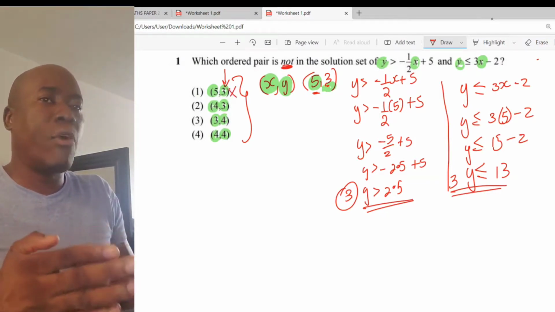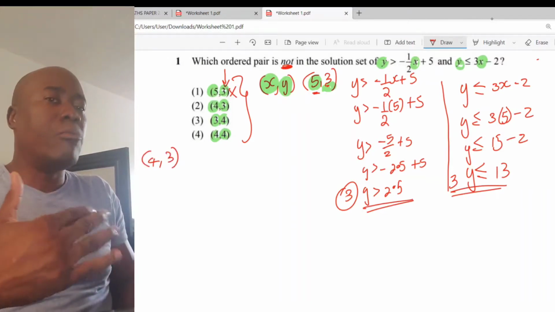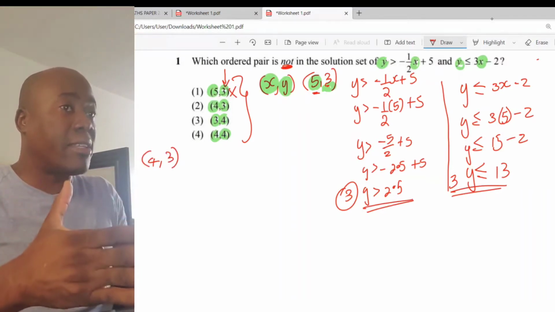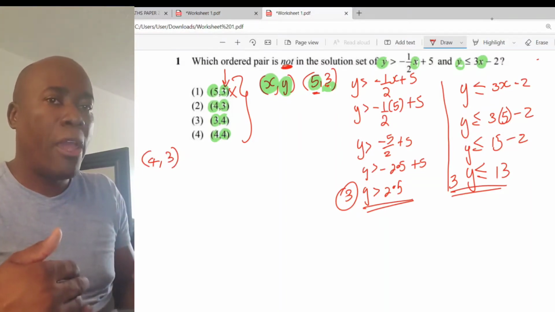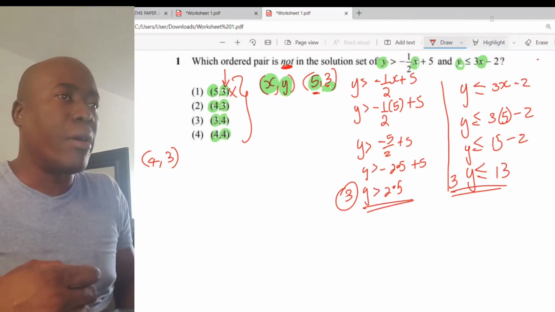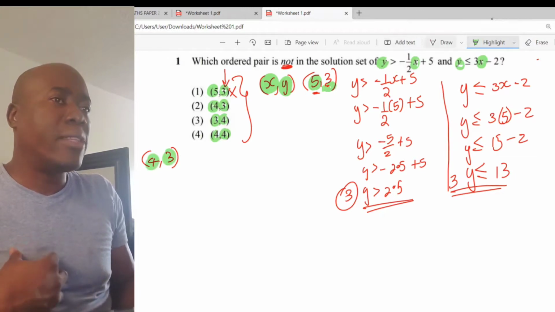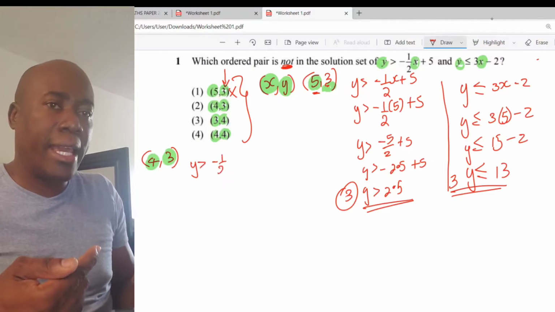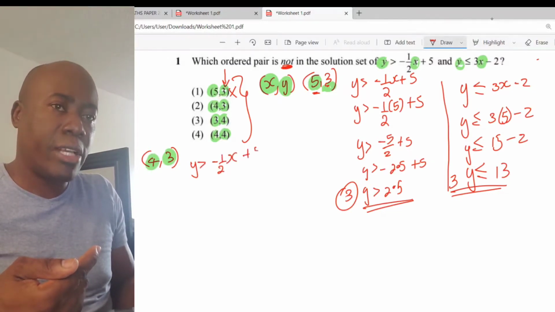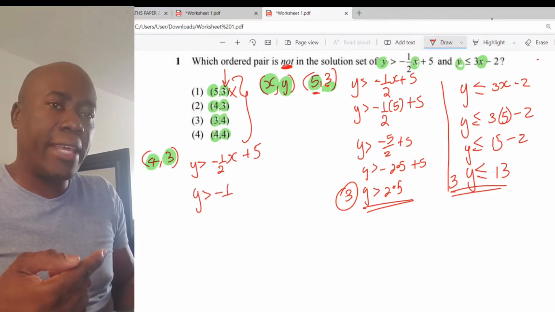So I'm going to try 4 and 3 next. The moment I get something that does not satisfy these inequalities, that's the answer, because it's not in the solution region. Remember that x is the 4 and y is the 3. So let's write our inequality: y must be greater than negative a half x plus 5, so y is greater than negative a half times 4, plus 5.